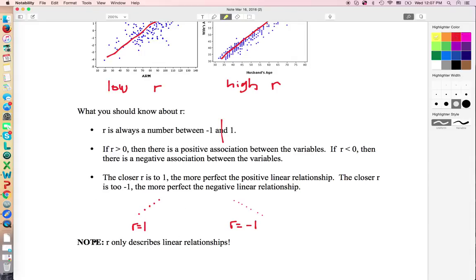What you should note down here is that it only makes sense to talk about R if you're describing linear relationships. If you have a quadratic relationship or an exponential relationship, then R is not an appropriate value to use. It's specifically defined and set up to only tell us about the strength of linear relationships. So always be careful of that.